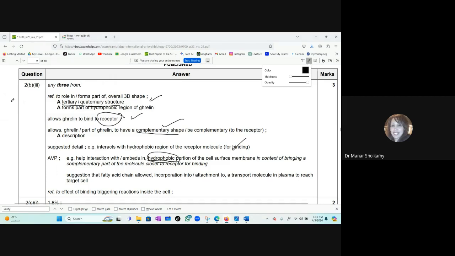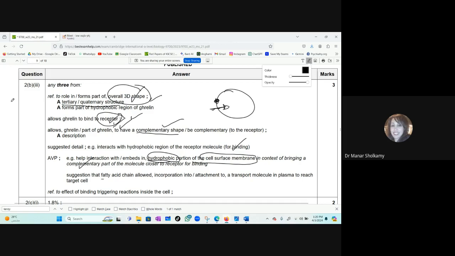It's mentioning the hydrophobic portion of the region because it is in the cell membrane, and for anything to cross the cell membrane, you have to be able to cross the phospholipid bilayer, in the context of being complementary. So we said more than 3 points. We said it will change the shape, it will have a precise three-dimensional shape, and we said it will be complementary, and we said it will bind with the receptor. So we said 3 points.